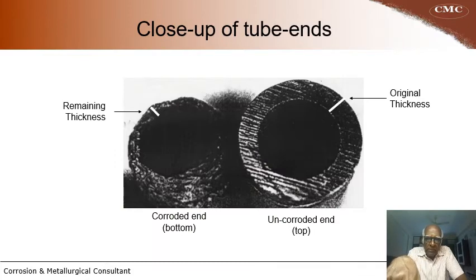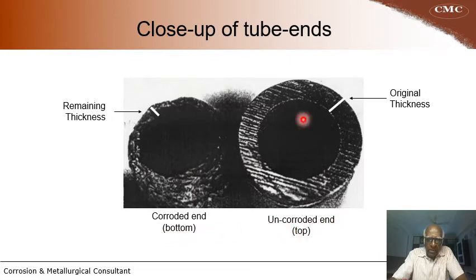This is a close-up of a certain representative tubes which leaked. You can see on the right side, this is the uncorroded end of the leaky tube. This is the top side where the temperatures are slightly lower, whereas on the left side you can see the corroded end. This is at the bottom. I must repeat, this is from the same tube which leaked. Leakage occurred at the bottom, and the top side there is no leakage.